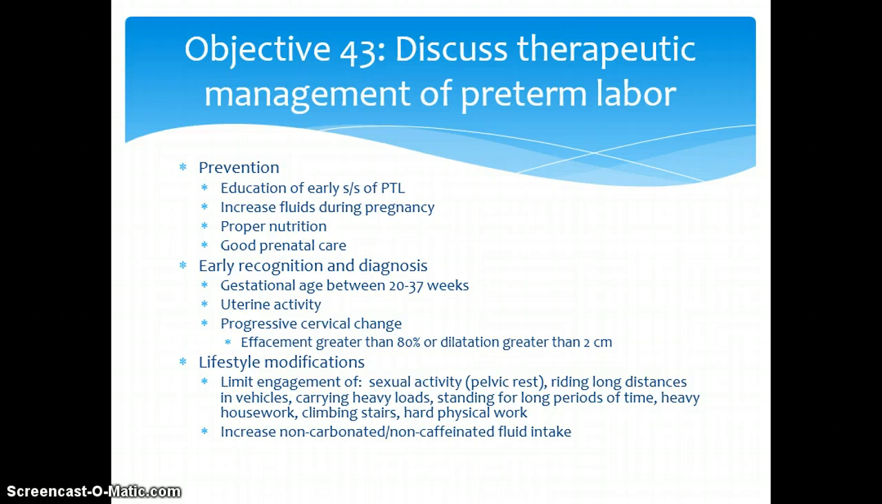One of the things we can help with preterm labor is do some lifestyle modifications, and that would be limit engagement of sexual activity, which is known as pelvic rest, meaning nothing in the pelvis at all, not going for long distances in a car, not carrying any heavy loads, not standing for long periods of time, no heavy housework, climbing stairs, or hard physical work. And again, if somebody is having some signs and symptoms of preterm labor, they should increase their non-carbonated, non-caffeinated fluid intake.